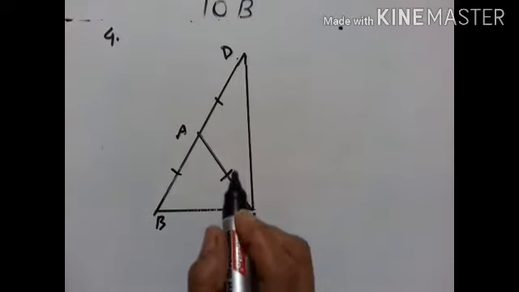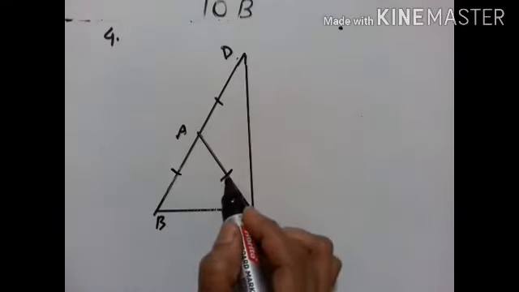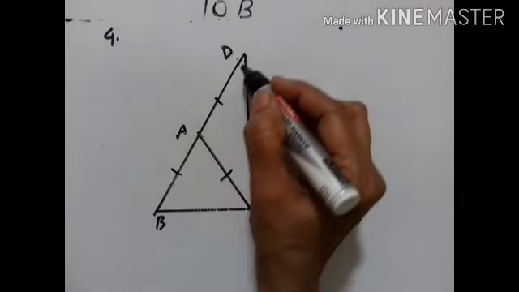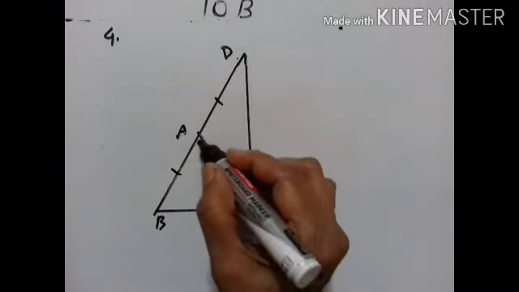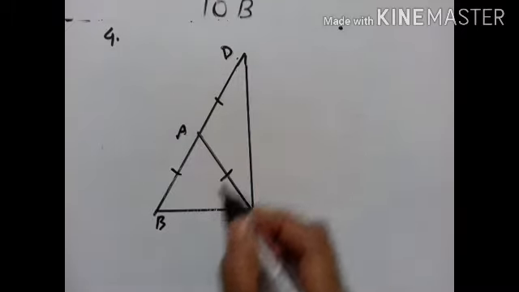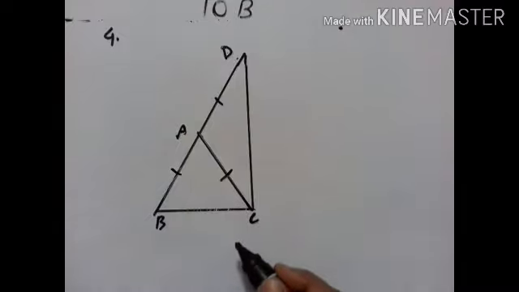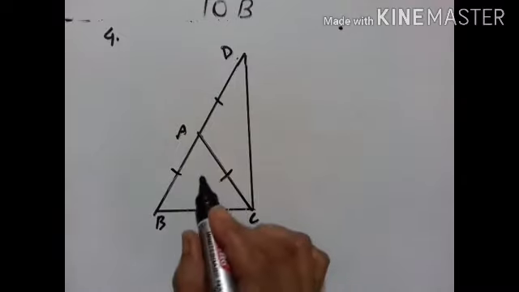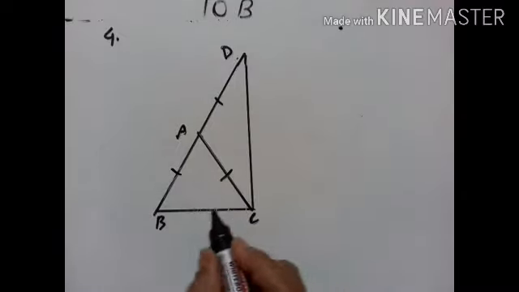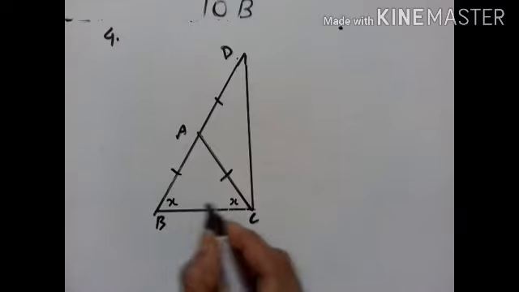Fourth problem. In isosceles triangle ABC, AB is equal to AC. The side BA is produced to D such that BA is equal to AD. We have to prove that angle BCD, this angle, is equal to 90 degree. Now AB is equal to AC. Therefore, the base angles opposite equal sides are equal. Let them be x and x.